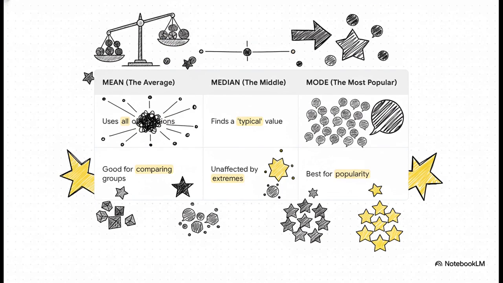Think of these three as your personal detective toolkit. The mean, or the average, is best when every piece of data is important. The median, or the middle value, is what you use when you want a typical value and you need to ignore some really high or low values, which we call outliers. And the mode is the easiest. It just finds the most popular or most frequent item.